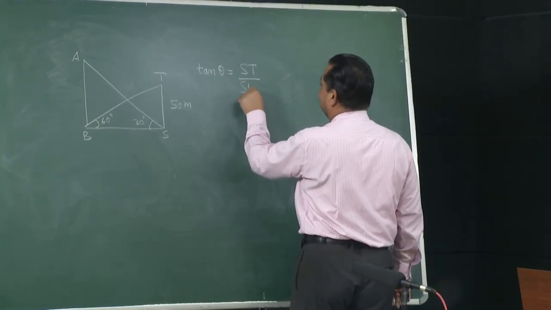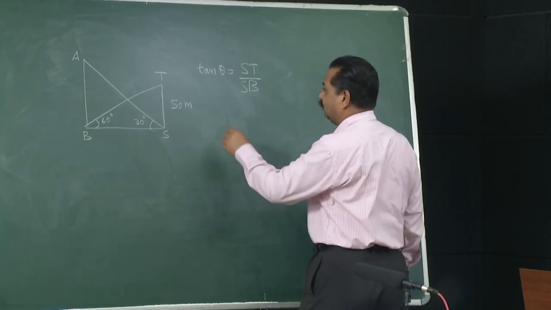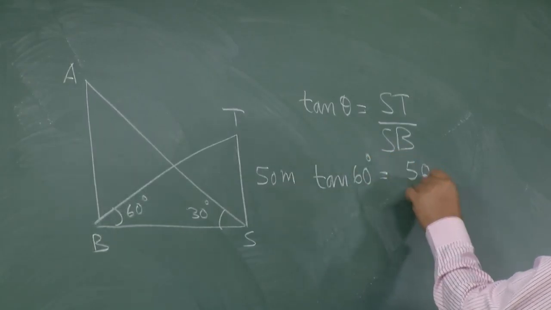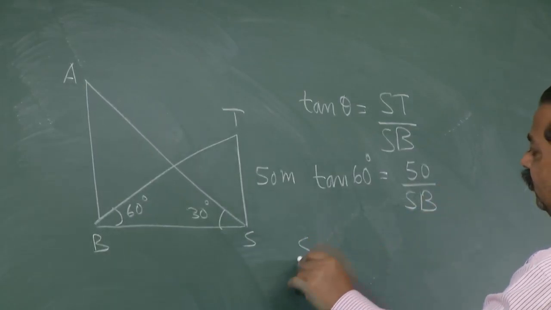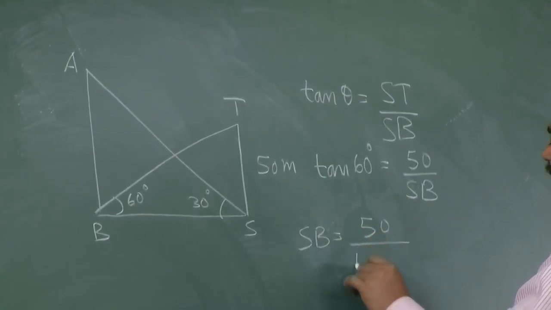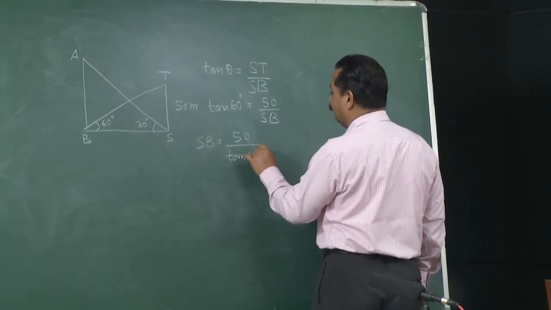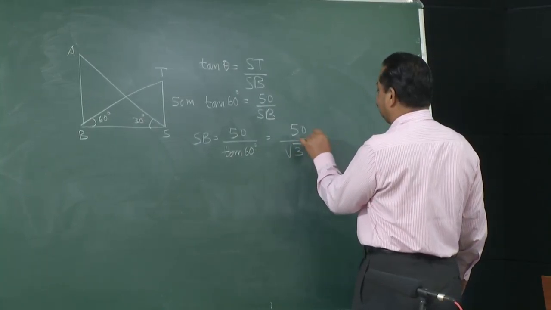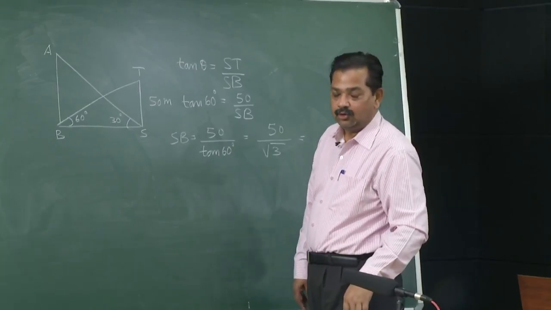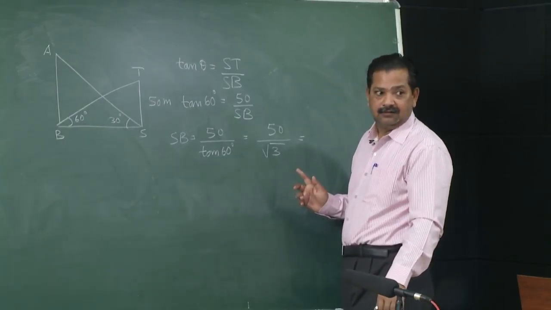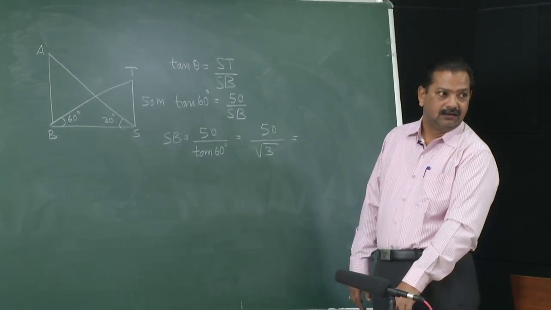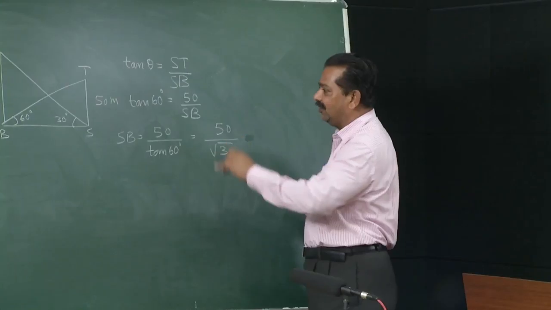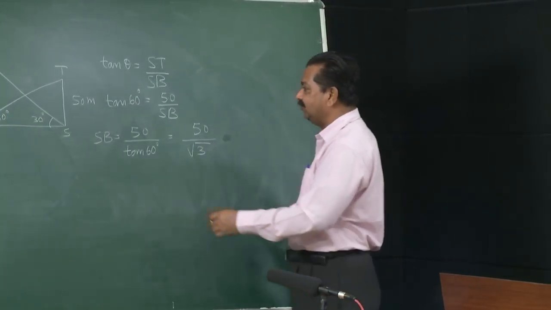If you take tan theta is equal to ST upon SB, so tan 60 is equal to 50 upon SB. Therefore, SB is equal to 50 upon tan 60. Tan 60 is root 3. So this is 50 divided by root 3. We don't need the decimal value, sir.